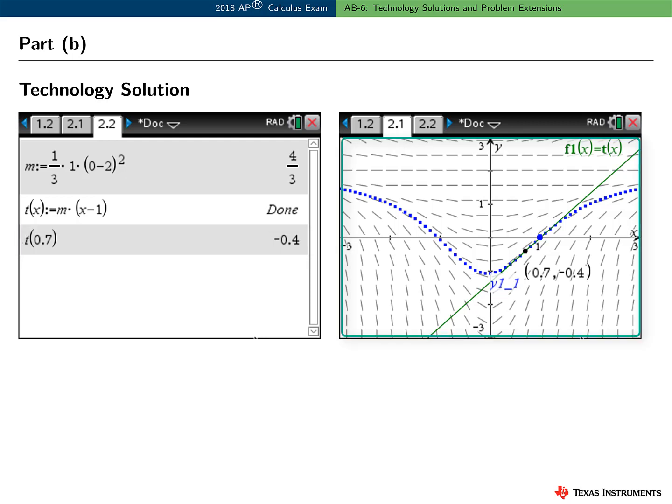Now, we can also visualize this result on a graphs page. Here, I drew the tangent line on the same coordinate axes with the slope field and the solution curve. And we can see how the tangent line is a reasonable approximation near x equal 1. And we can also produce the approximation on this page.